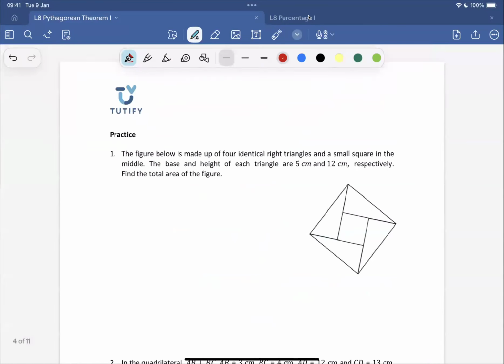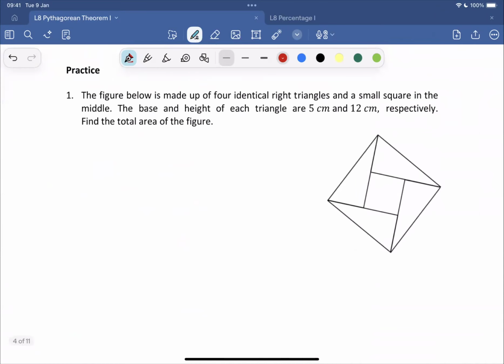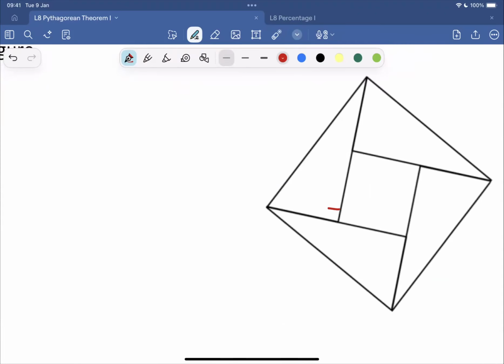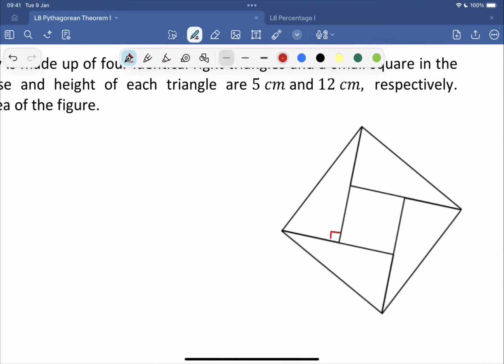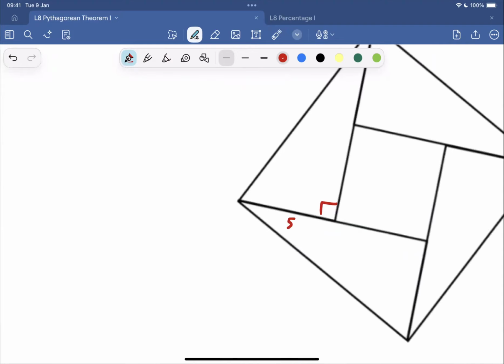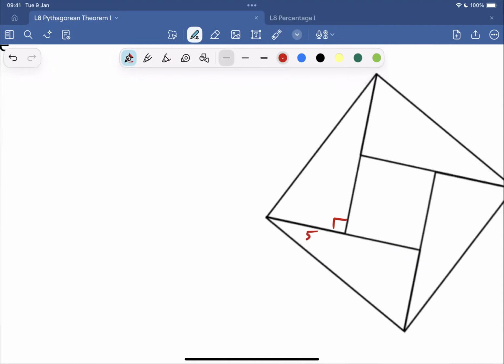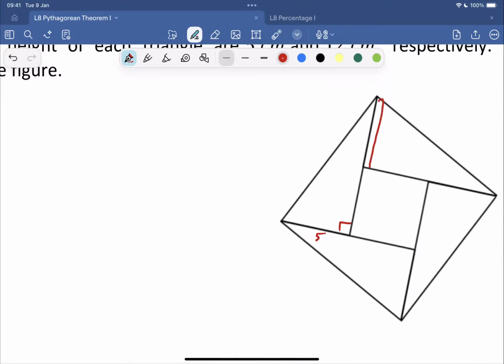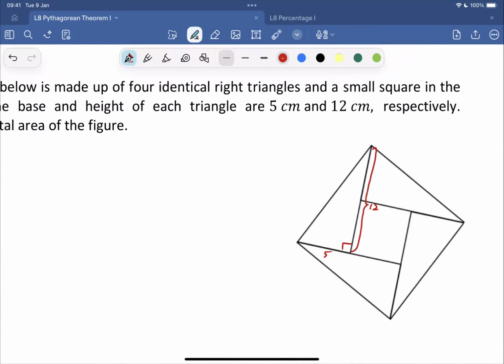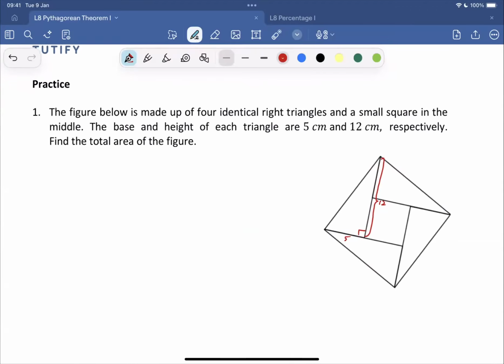All right, let's look at practice number 1. So students, here they are telling us that we have a right angle triangle. So immediately, we already know that this is a right angle. Then they say that the base and height of each triangle is 5 and 12. The base is 5 and the height is 12. Wow, students, do you remember your Pythagorean triple?